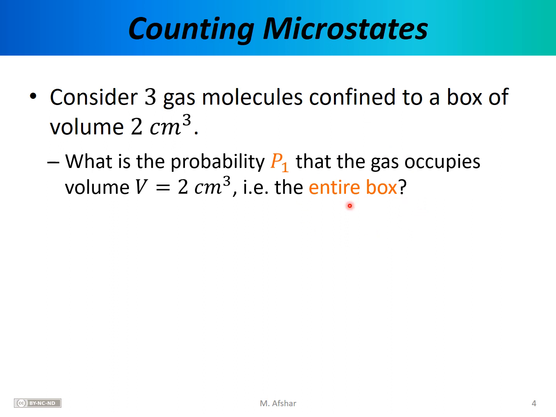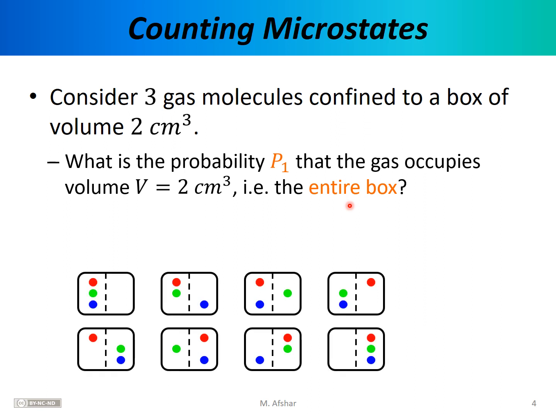One way to answer a question like this is to consider all of the microscopic possibilities. So we have 3 gas molecules, and we're going to take our box and divide it into 2 halves, so that each section now has a volume of 1 cubic centimeter. And then systematically, we can consider all of the microscopic possibilities. You could have a situation where all three molecules are in the left half, or you could have the blue molecule in the right half, or the green one, or the red one. You can also have situations where there are two molecules in the right half and only one molecule in the left half.